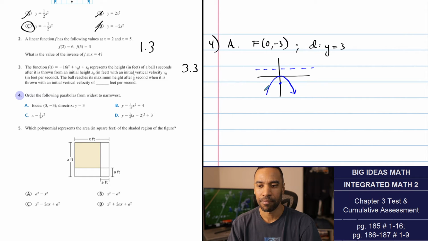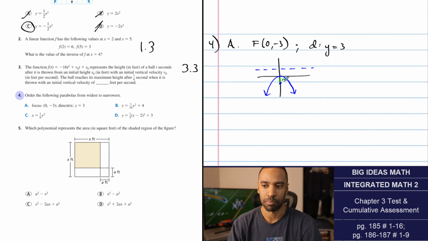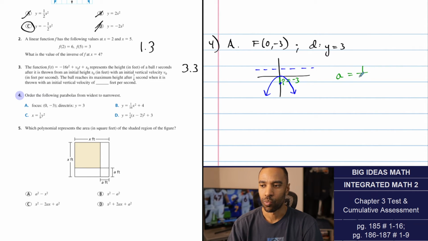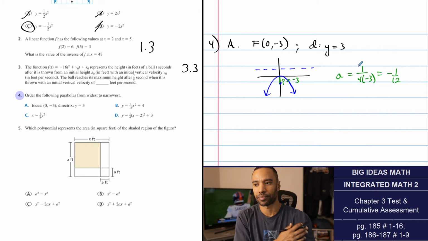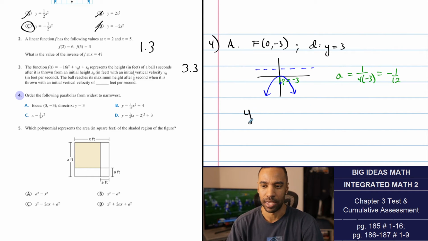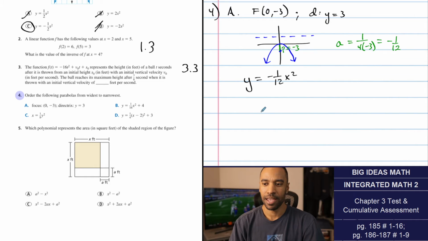Anyway, for A, this graph goes in that direction there. That's not relevant. All they care about here is the p. In this case, p is -3. So a is 1 over 4 times -3, which is -1/12. So the equation is y equals -1/12 x squared. So what I got to do is compare A to B.